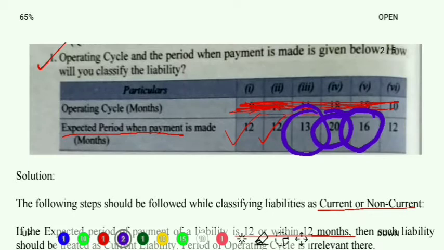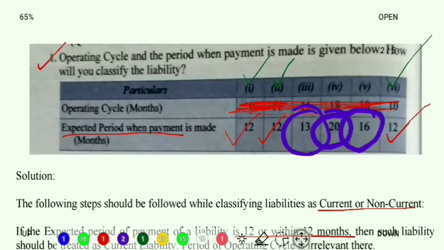Now coming to liability number 6. Liability number 6 has expected period of payment being made 12 months. So 12 months, this is qualifying as per step 1, because in step 1 we have to see 12 months or less than 12. So this is also qualified. At the conclusion of step 1 we can say that liability 1, liability 2 and liability 6 have qualified themselves to be current liabilities.